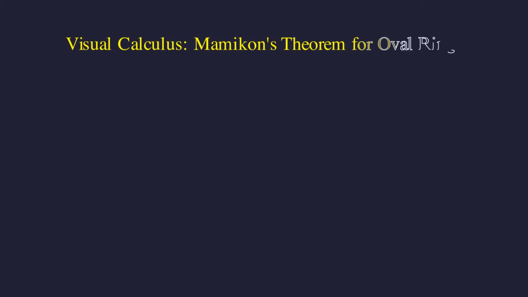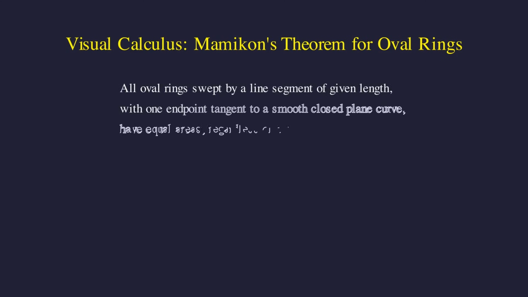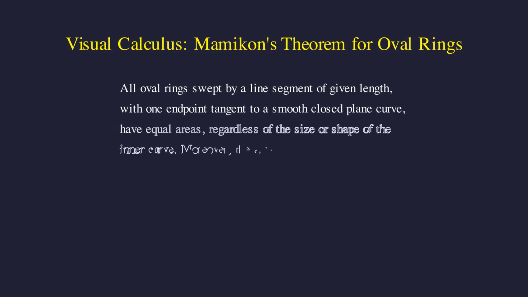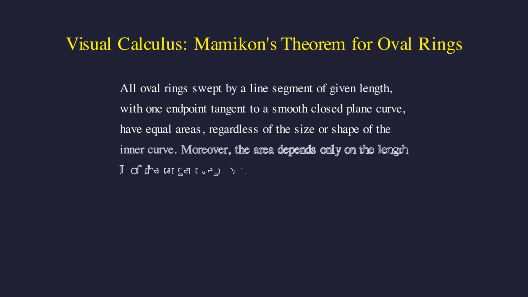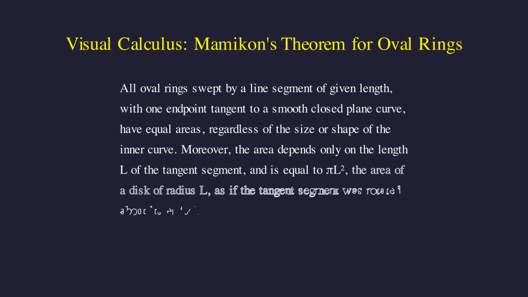The method known as visual calculus was first found by Armenian undergraduate Mamikon Mnatsakanian, and was later further developed by himself and Apostol at Caltech. This theorem for oval rings states that all oval rings swept by a tangent of given length have equal areas, regardless of their shape.